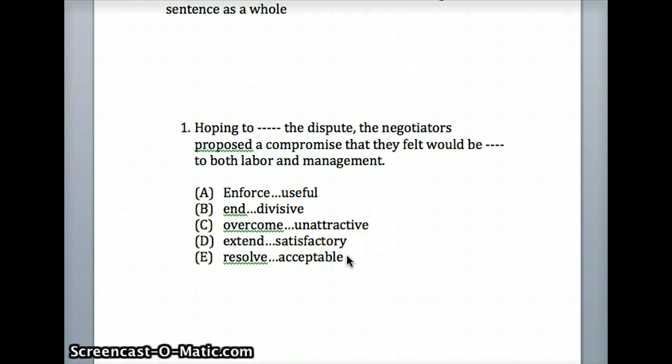Now my only other choice is E, acceptable. That would work too. So now I need to figure out what works best for me. And clearly, E is the answer. So now my last strategy is to plug these words into the sentence and see if they make sense as a whole. Hoping to resolve the dispute, the negotiators proposed a compromise that they felt would be acceptable to both labor and management. That sounds good. I've eliminated some of my options, the sentence makes sense, and I can feel pretty confident that I've earned a point in this sentence completion as well.